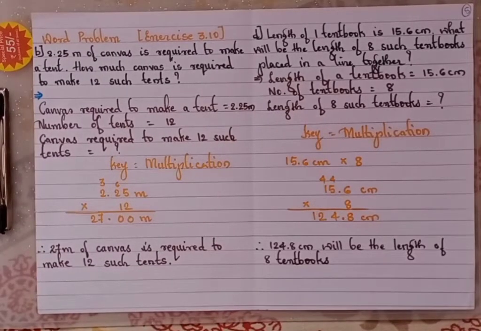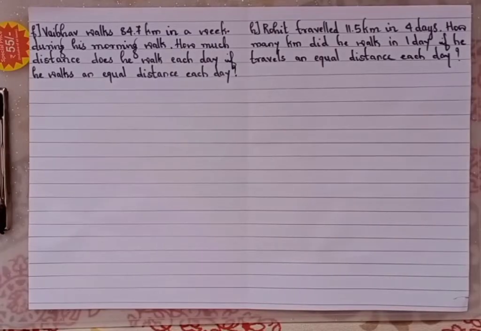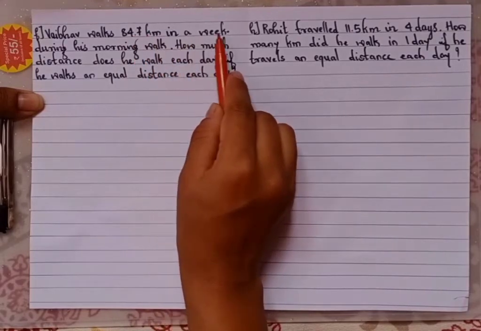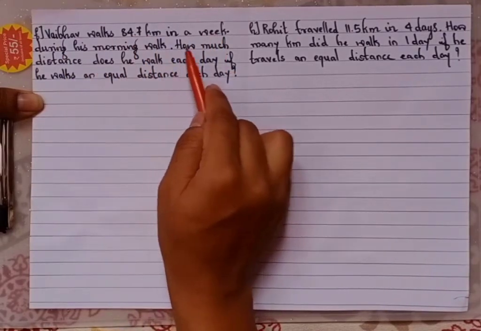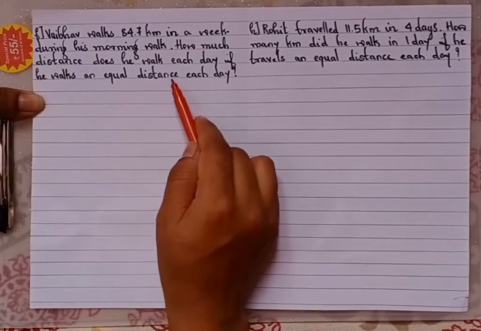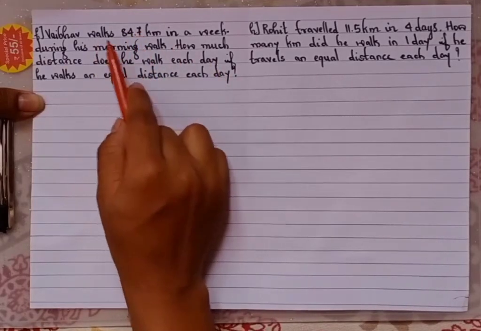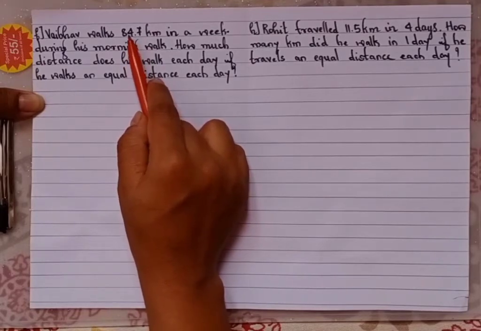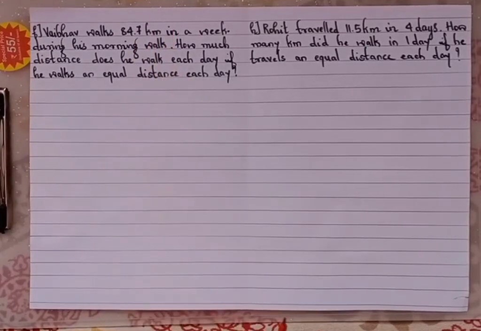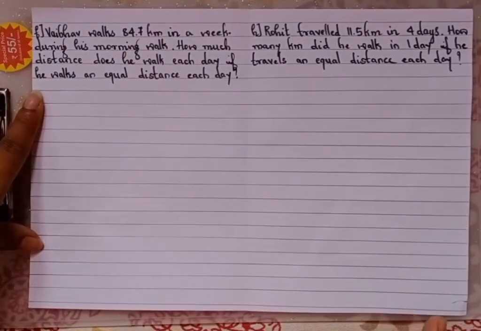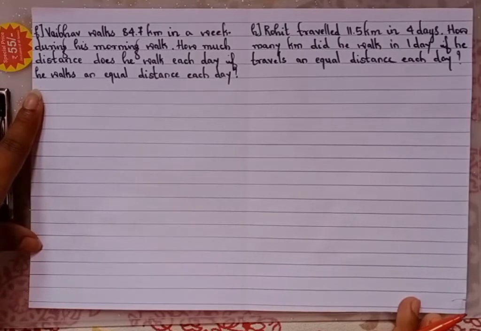Now let's go ahead with the next word problems. So we have an F word problem here. Vaibhav walks 84.7 km in a week during his morning walk. How much distance does he walk each day if he walks an equal distance each day? Here the record of a week is given: he walks a distance of 84.7 kilometer, and in a week there are 7 days. So when we divide this distance by 7, that will give us the distance covered by him each day.